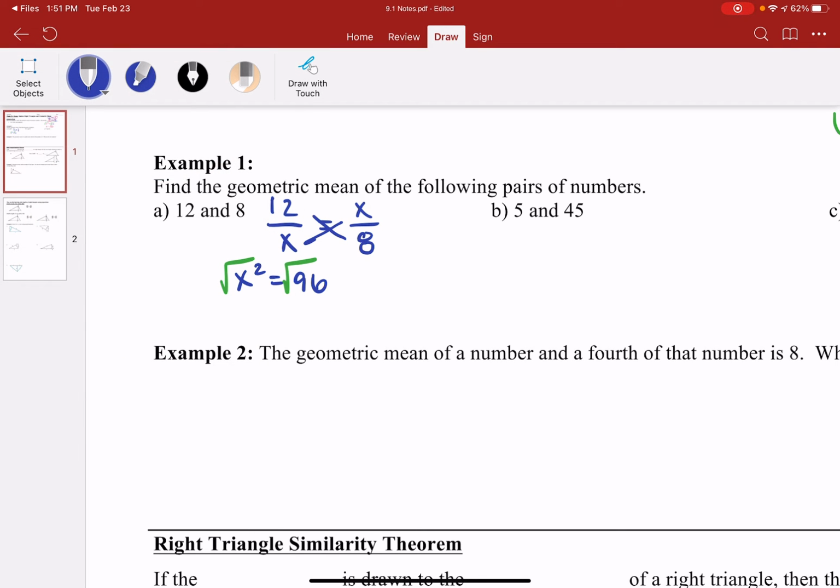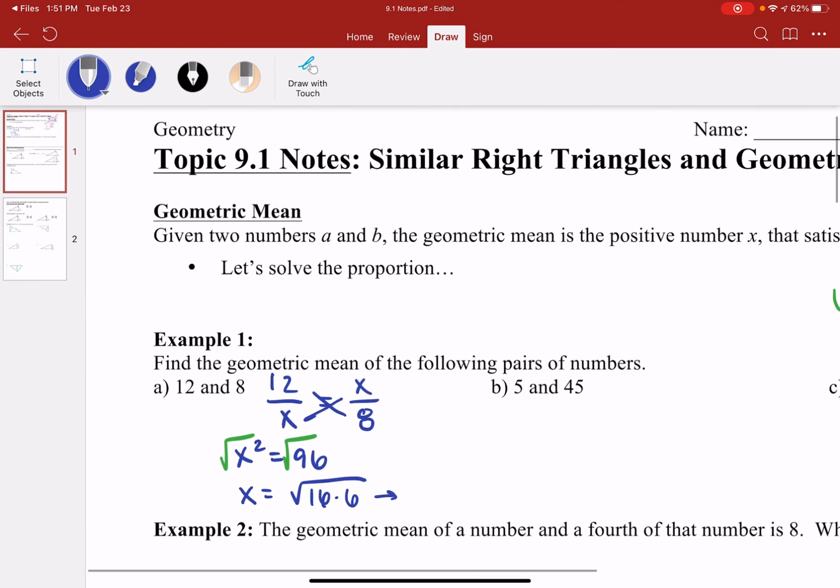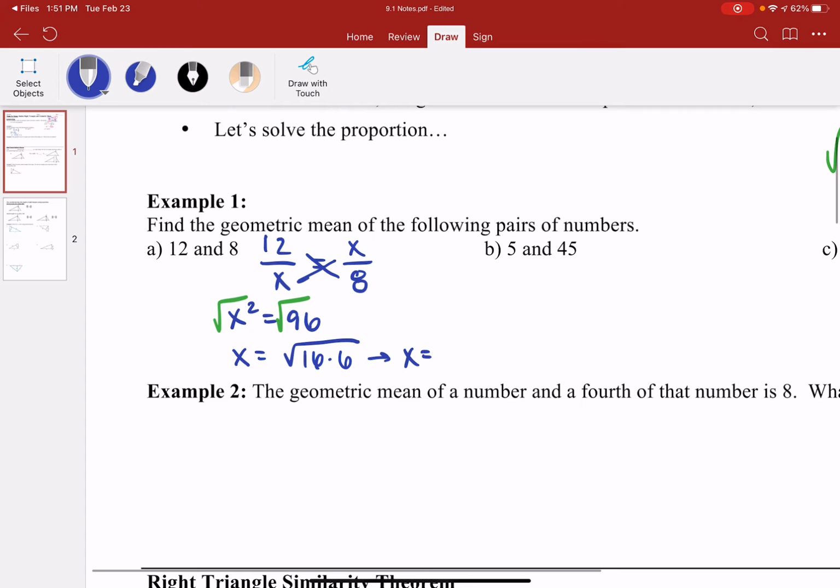So how I'm going to split this up is x equals, and instead of writing this as 96, I'm going to change this into 16 times 6, because 16 times 6 is 96, and 16 is a perfect square. Then what I'm going to do is reduce this. The square root of 16 is 4. So the 4 comes out of the radical and the 6 stays behind. So my geometric mean is 4 root 6. And you will have to write these as radicals, not as decimals.